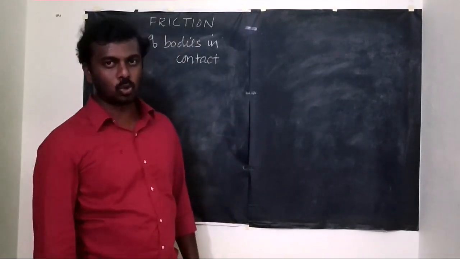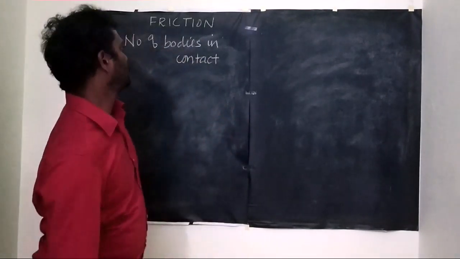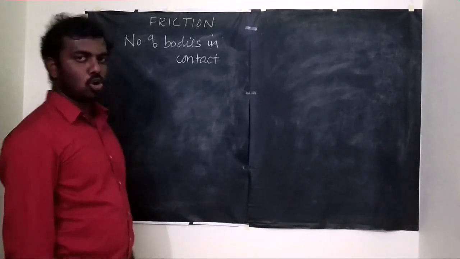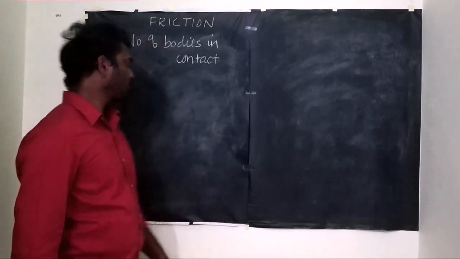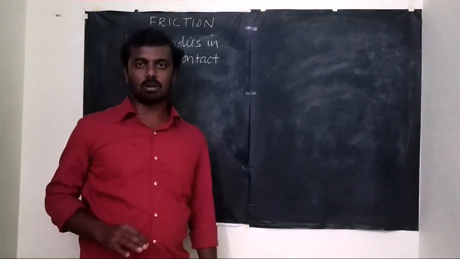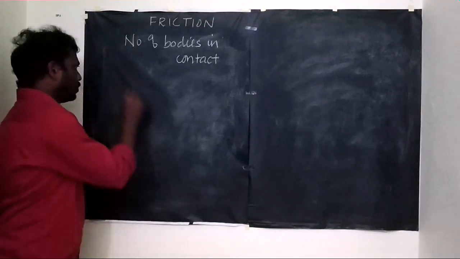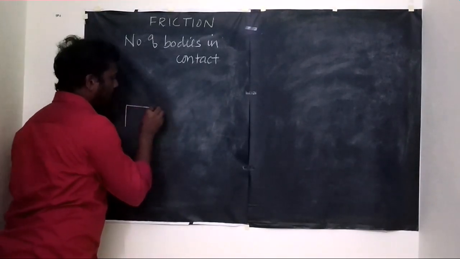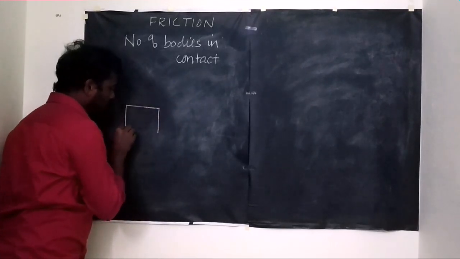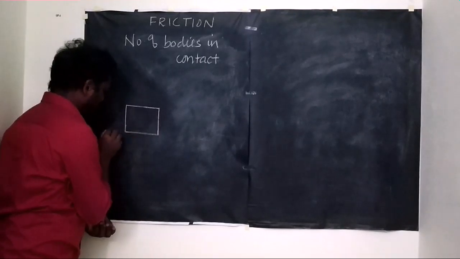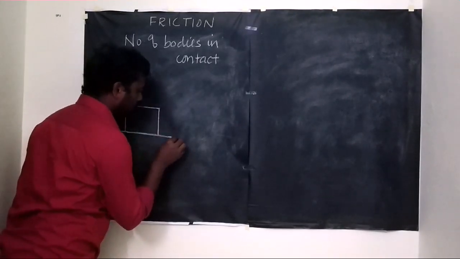Okay. Now I am going to enter into this topic, that is number of bodies in contact. Here I am going to take 3 blocks. That block is placed on the horizontal plane. Listen here. This is my block A. That block A is placed on the horizontal plane. This is my horizontal plane.